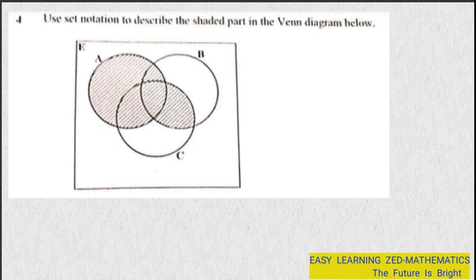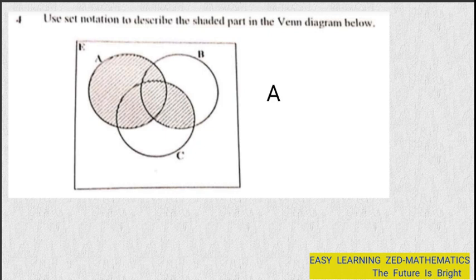So here we're going to look at the Venn diagram. For us to write the set notation correctly, first we're going to ask ourselves the first question, which is: is there any set that is completely shaded? If we can identify any set that is completely shaded, then we can write the letter of that set. So when you look at this Venn diagram, the only set that is completely shaded is A. So we're going to write A there.